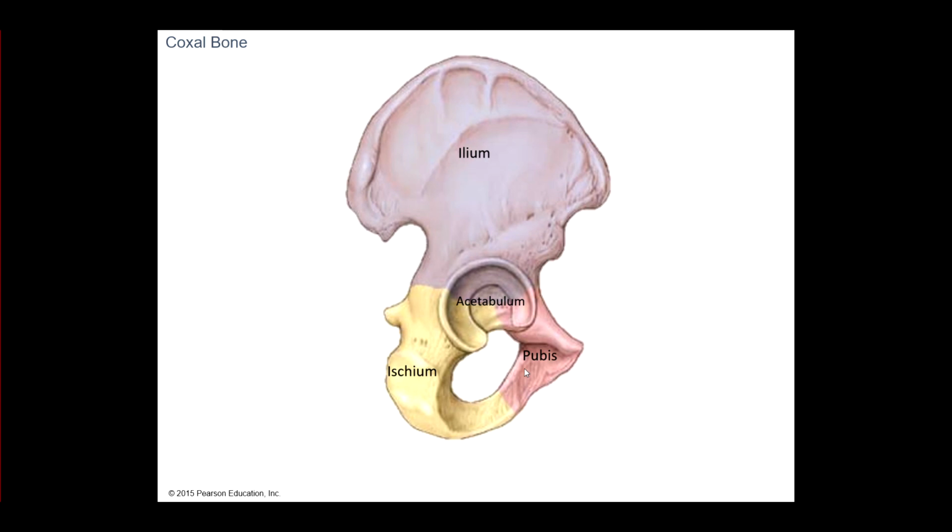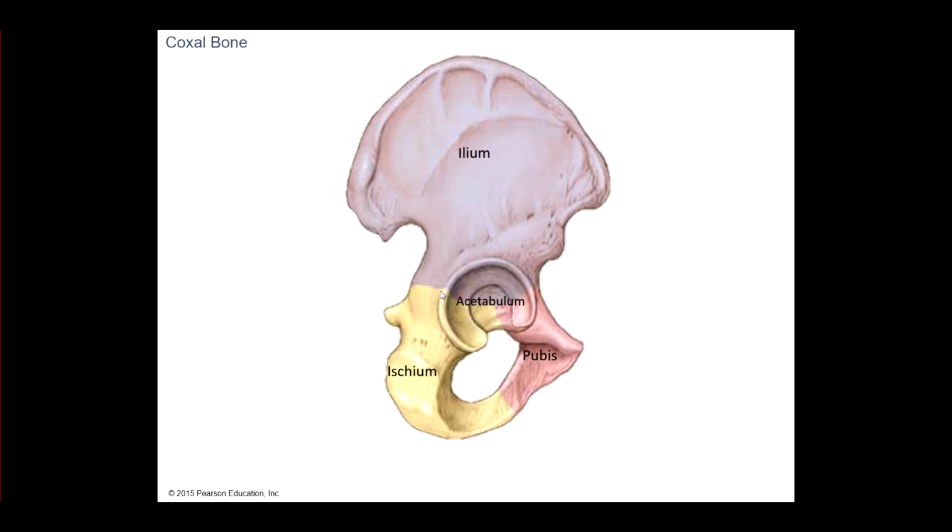Okay, so let's take a look now at the three bones that make up the hip bone, or the coxal bone. I had mentioned earlier this deep socket right here is known as the acetabulum. This is going to receive the head of the femur. And you'll notice all three bones that make up the hip bone, the ilium, the ischium, and the pubic bone, all meet in the acetabulum. So that deep socket is the acetabulum.